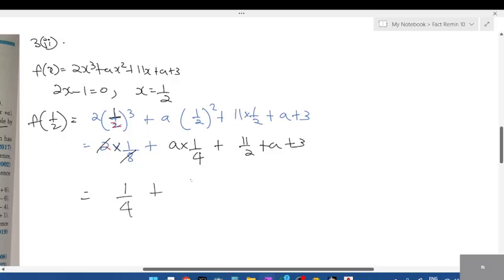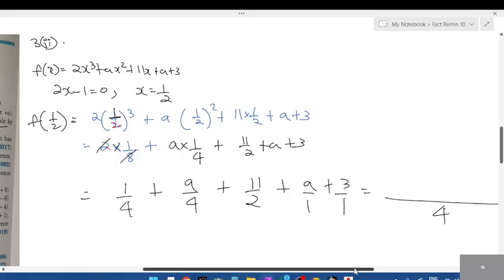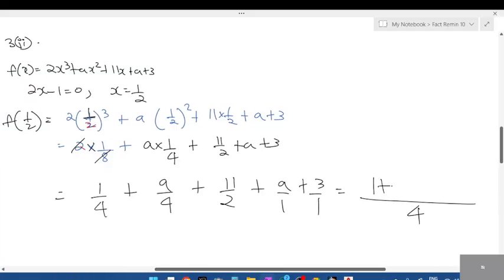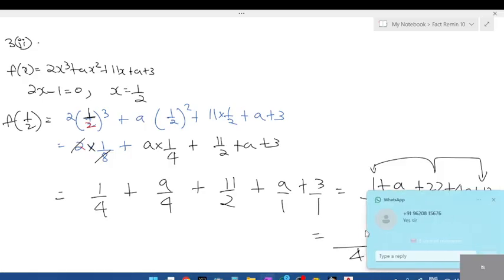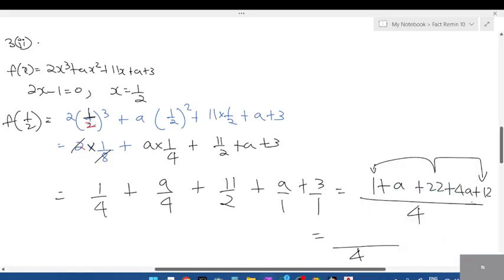1 by 4 plus a by 4, LCM is equal to 4. So 1 plus a plus 22 plus 4a plus 12. What's the answer you all got? Can you tell me the answer?